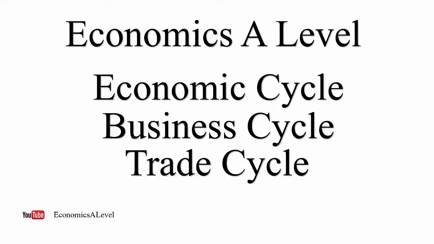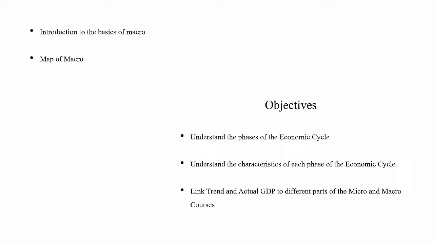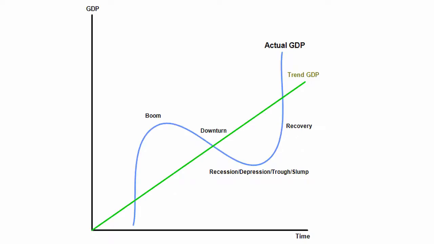In this video we're going to look at the economic or business or trade cycle. In the last video we looked at an introduction to the basics of macroeconomics and the map of macro. So if you want to go back and look at that again, please click on the link now. In this video we're going to look through the phases of the economic cycle and the characteristics that each phase has got, and then we're going to link the economic cycle graph to other parts of the micro and macro course.